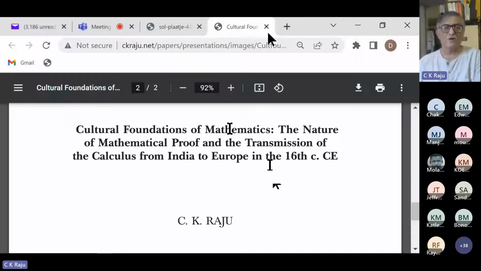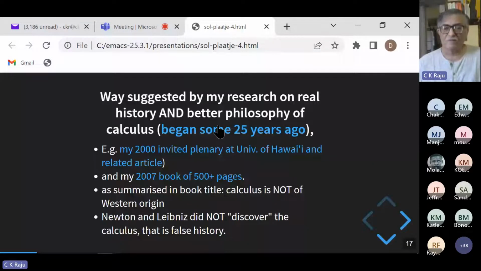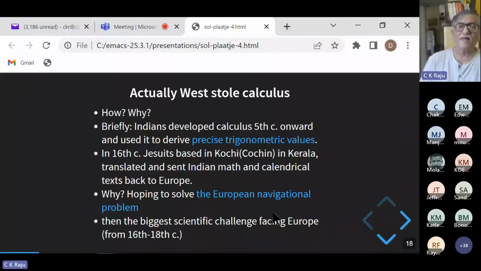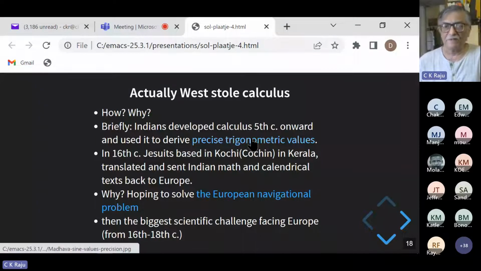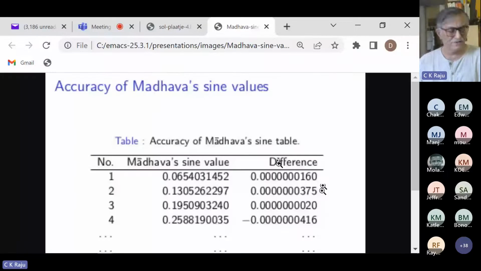The point I'm making is obviously that calculus is not of Western origin. Newton and Leibniz did not discover the calculus. That is false history. Actually, the West stole calculus. Briefly, Indians developed calculus from the 5th century onwards to derive precise trigonometric values. How precise? This is how precise. These values, as you can see, are highly precise.